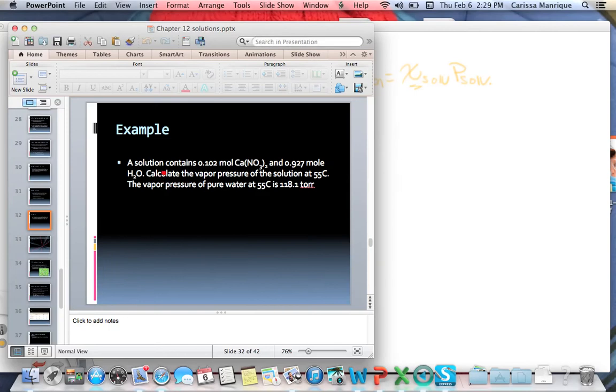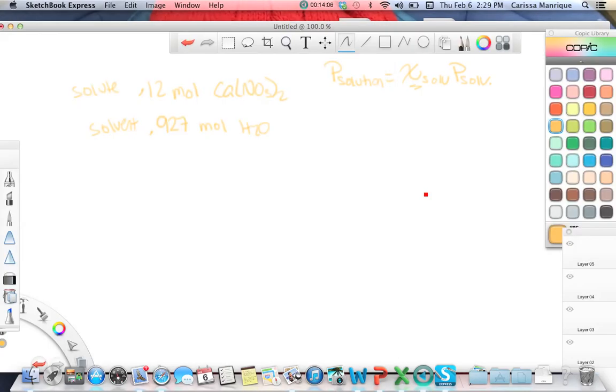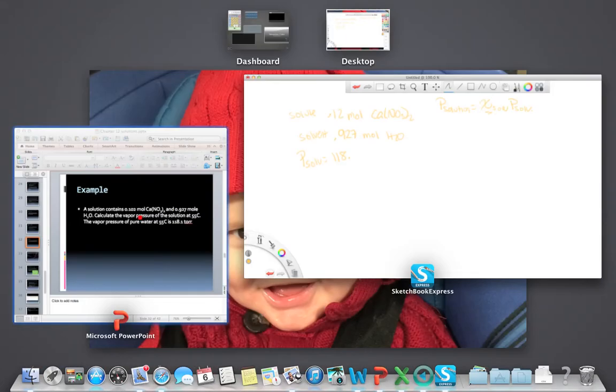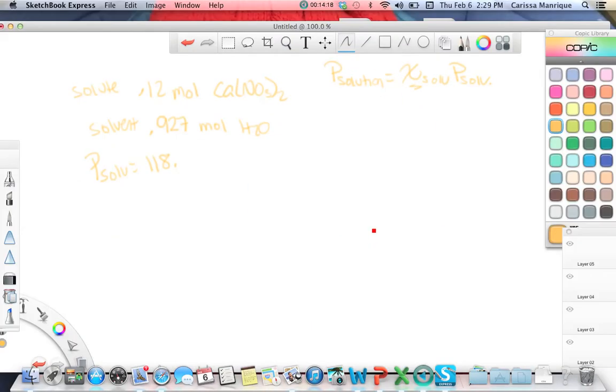Okay. Calculate the new vapor pressure. The vapor pressure of pure water is 118.1 torr. So the pressure of the solvent equals 118... was it 0.3? Let me make sure. 0.1 torr. And this is at 55 degrees, instead of 25. So this is a different temperature. That's why the pressure is different.